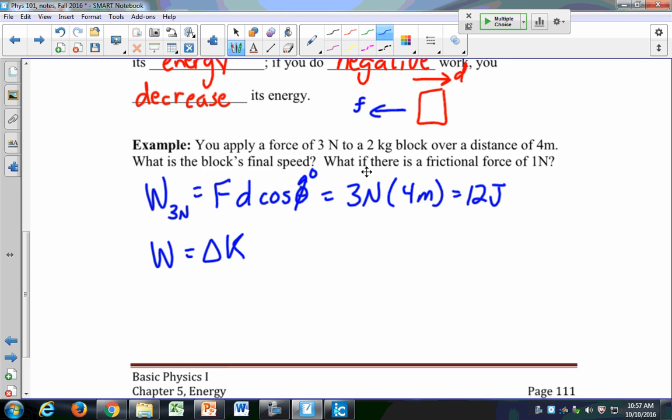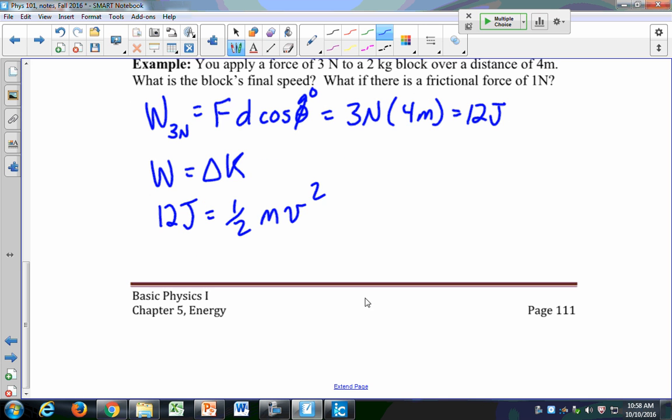I'd have to figure out the time that it takes to travel that 4 meters, and then I could figure out what the speed is at that time. But this way is a lot simpler and easier to approach, because if I know the work that's done is 12 joules, then I know that has to equal its kinetic energy at that point. I've put 12 joules of energy into this object, and now it has a certain speed. So I solve for that speed.